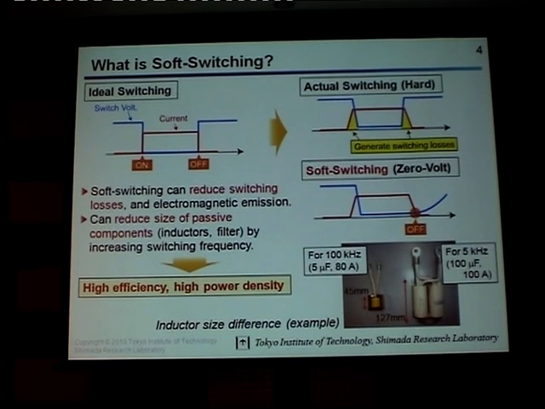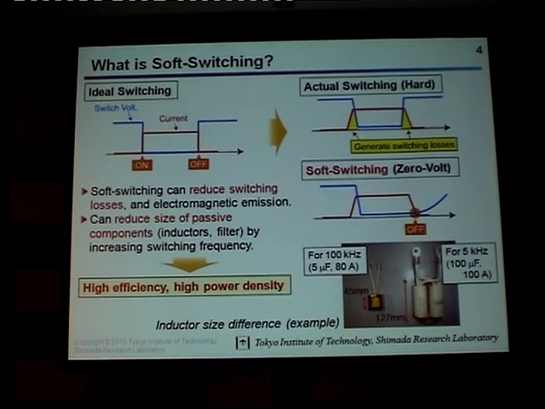This shows one example of the inductor size difference. Both have almost the same current rating, but the inductance is different. This one can be used for 100 kHz operating frequency, and the right side one can be used for 5 kHz operating frequency. So by increasing the operating frequency, we can reduce the size of inductors very drastically.